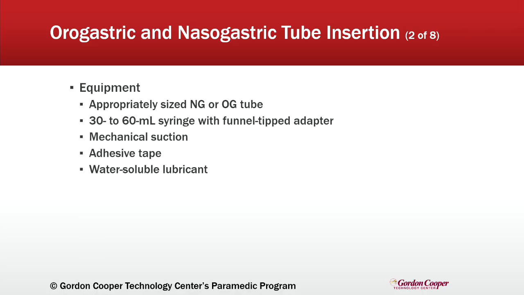In order to perform this procedure, you're going to need the following: an appropriately sized NG or OG tube, a 30 to 60 milliliter syringe with a funnel tipped adapter for manual removal of stomach contents through the tube, mechanical suctioning, adhesive tape, and a water soluble lubricant.